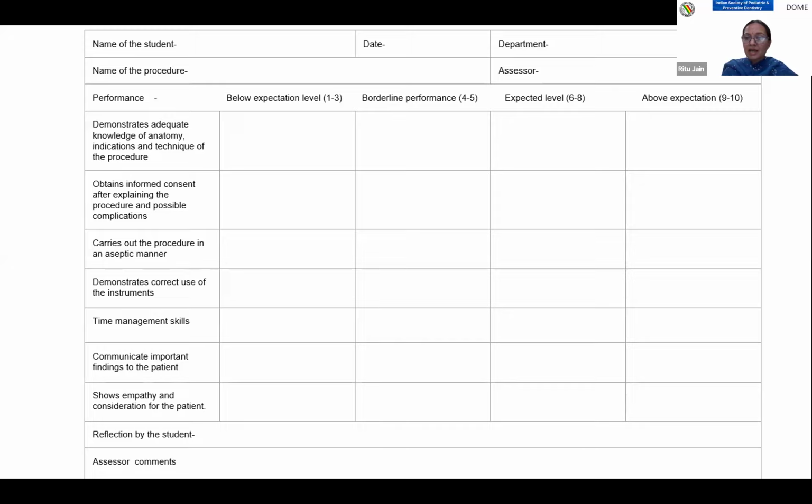The student has time management skills. That means he can complete the procedure in a stipulated amount of time. He can communicate important findings to the patient at the end of the procedure, and shows empathy and consideration for the patient. So we have divided the entire procedure into different components, and we are assessing the student on a scale of 1 to 10. We have already predefined criteria as to what is below expectation level and what are the marks we are going to award for that level.